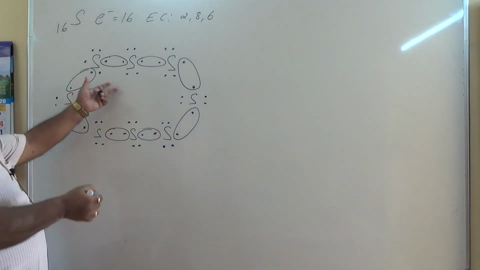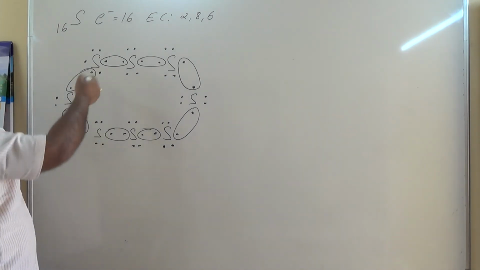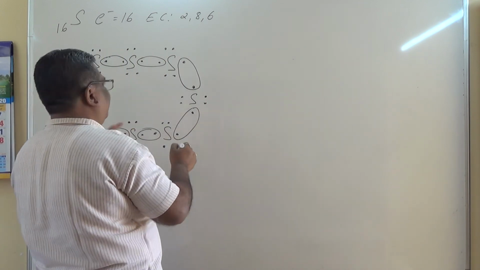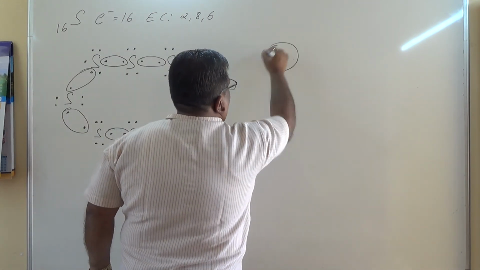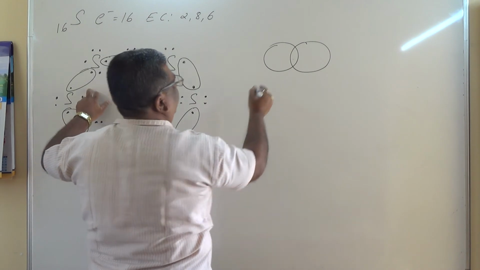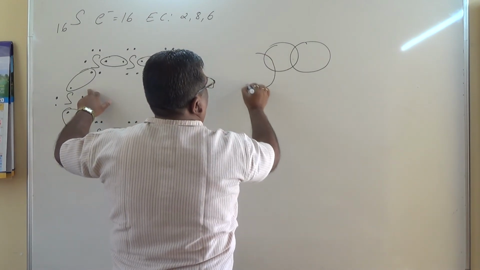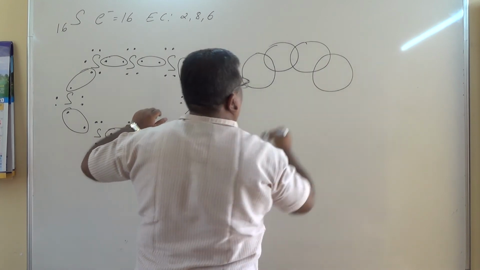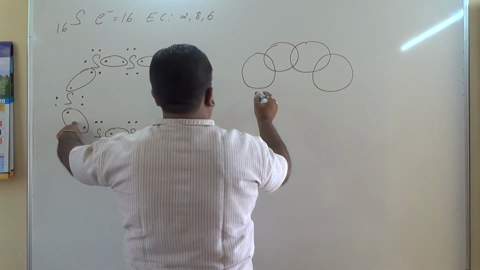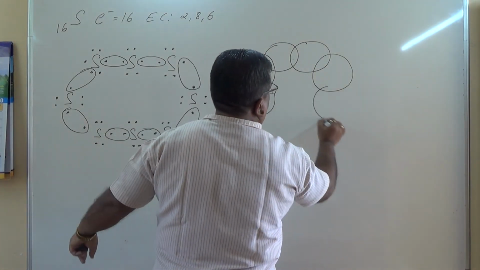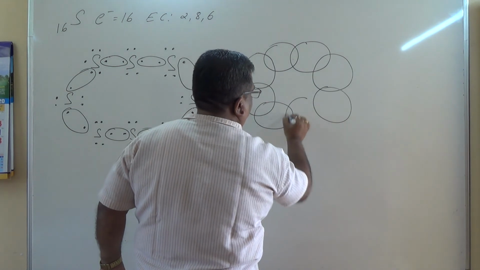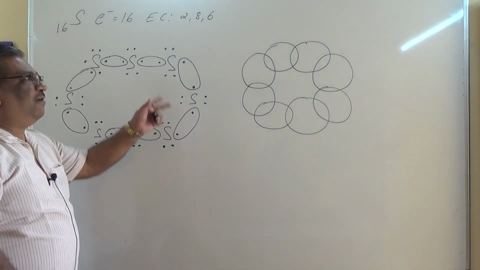This is for understanding only. Now the same can be represented like this. How many atoms? 1, 2, 3, 4, 5, 6, 7, 8. One circle and another circle. Here I require one more, here I require one more. Then here one more, here one more, and another 2. So we have found a ring here.